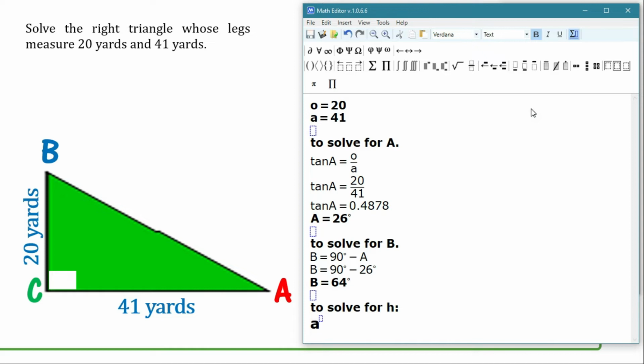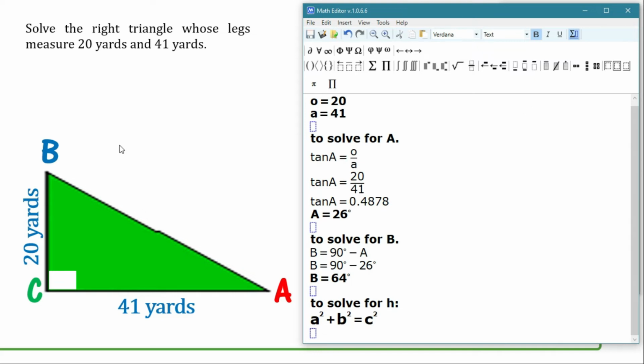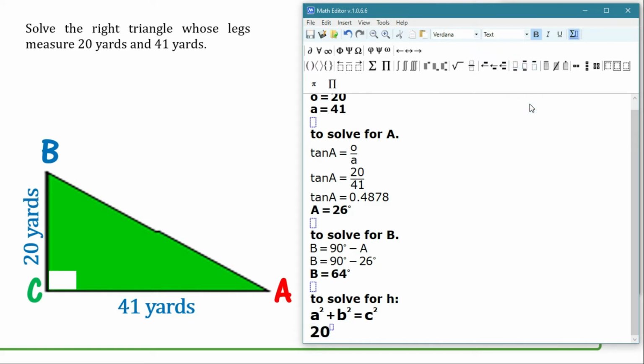So, that is a square plus b square equals c square. Okay? Since si A at saka si B pwede naman siya mag-interchange, o pwede gawin na lang natin si 20 yards si A kasi siya naman yung opposite kay angle A. So that is 20 square plus 41 square equals C square. Okay? That is C square.